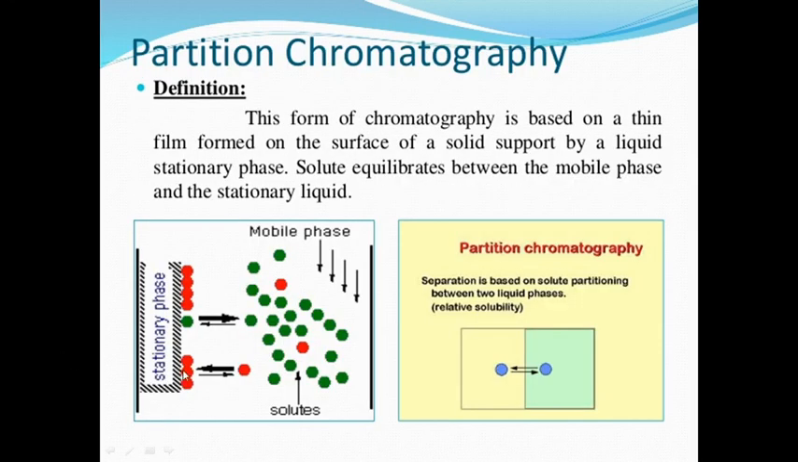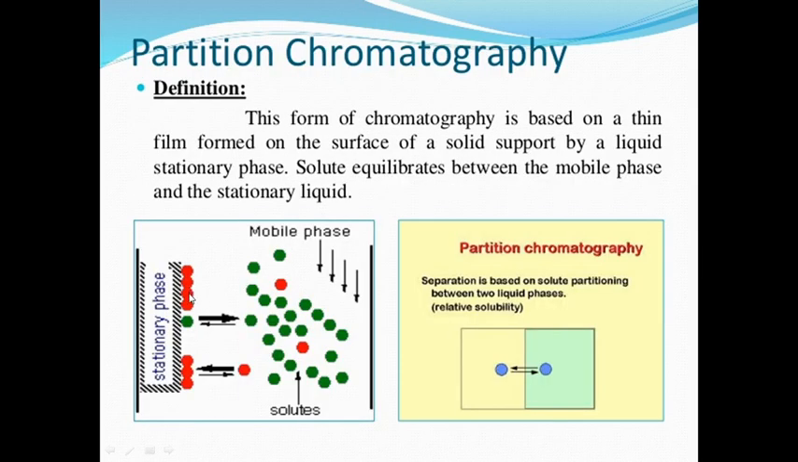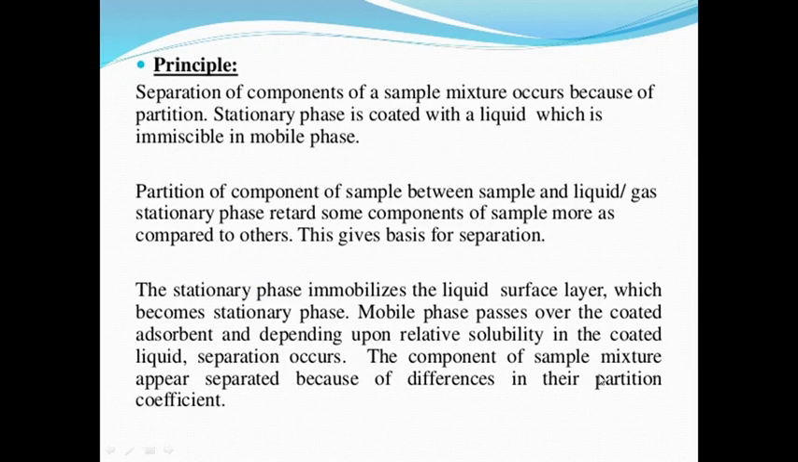So the partition of components of a sample between the liquid and the stationary phase retards some components of a sample more as compared to others. The red color has the retardation; these are not ready to go with the mobile phase. Next, the stationary phase immobilizes the liquid surface layer, which becomes the stationary phase. The mobile phase passes over the coated adsorbent, and depending upon the relative solubility in the coated liquid, this operation occurs. So the components of the sample mixture appear separated because of differences in their partition coefficient.